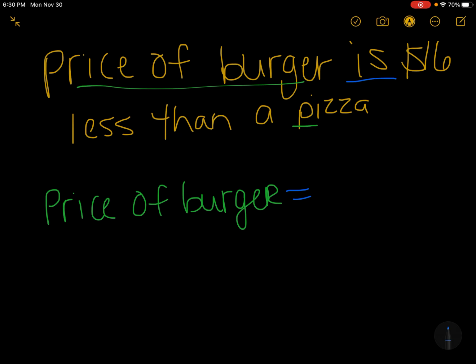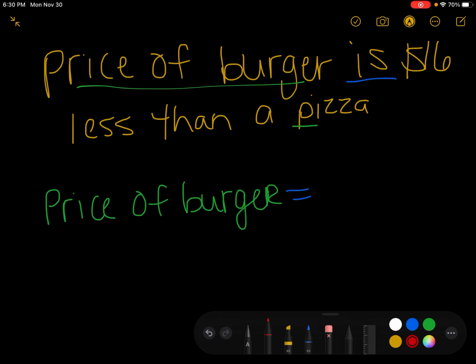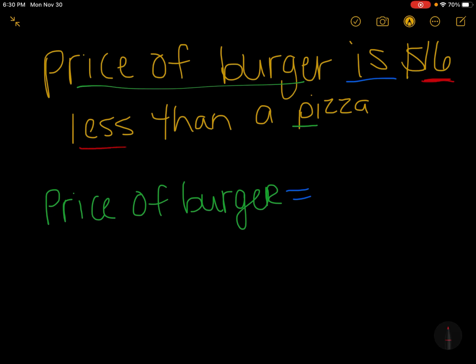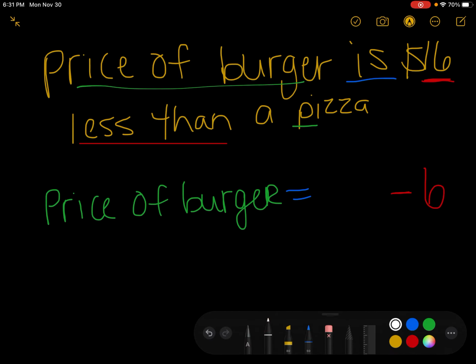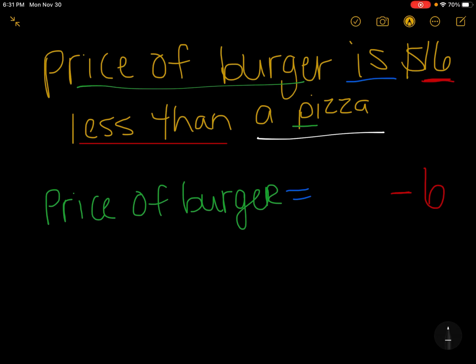What that means is we are subtracting 6. 6 less than. 3 less than. 1 less than means that we are subtracting whatever that preceding number is. So we're subtracting 6. Well, what are we subtracting 6 from? We're subtracting 6 from pizza, or P in this instance. $6 less than a pizza, or the price of a pizza. And there we go.